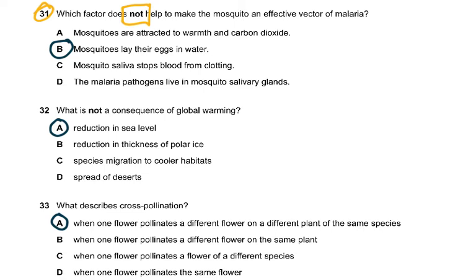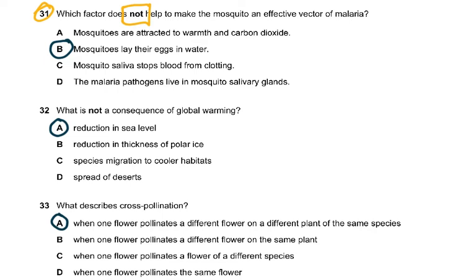Mosquitoes are attracted to warmth and carbon dioxide. That's why they're attracted to humans when they're sleeping, and they come and suck the blood. Mosquito saliva stops blood from clotting. That is very helpful because when they suck our blood, it doesn't clot in their mouth. The malarial pathogen lives in mosquito salivary glands. Very good idea, because when it has to suck the blood, it has to put its saliva into our blood, and that works as an anticoagulant. So it prevents the blood clotting in its pointed mouth parts.